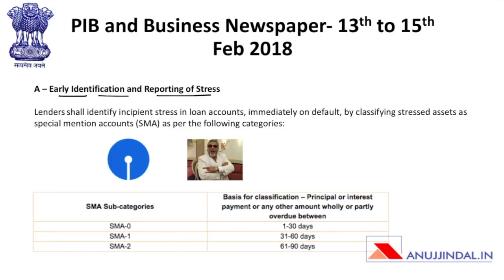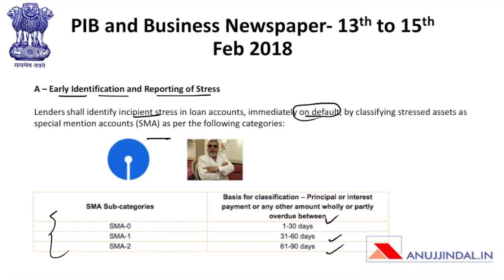Now, lenders shall identify incipient stress in loan accounts immediately on default by classifying these stressed assets as SMAs as per the following categories. Now, you might get confused. In fact, I also asked the same question to myself that RBI had already done this. RBI had already classified the stressed accounts as SMA 0, 1, or 2, and the banks were required to identify them. Then, what are these new rules going to do? Why has RBI mentioned all this in its rule book that it has released on this new Charter of Rules?